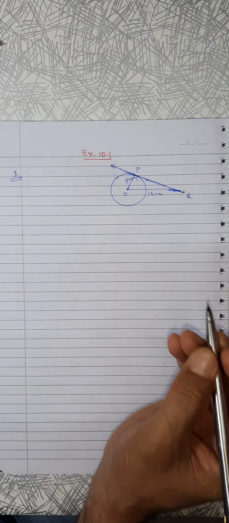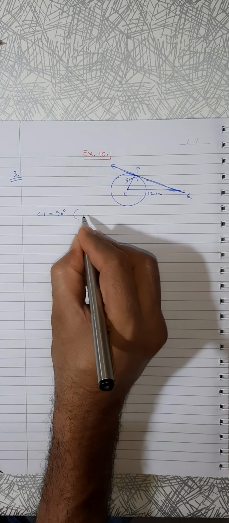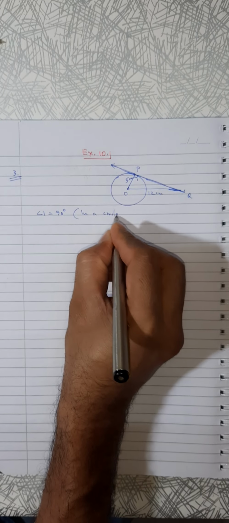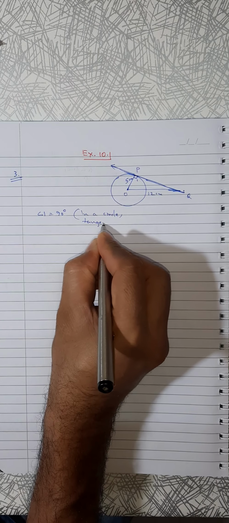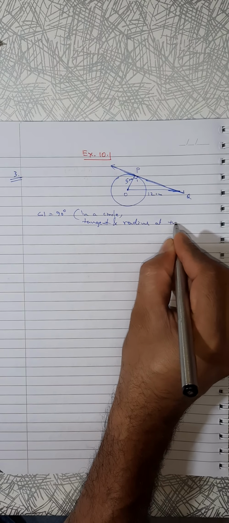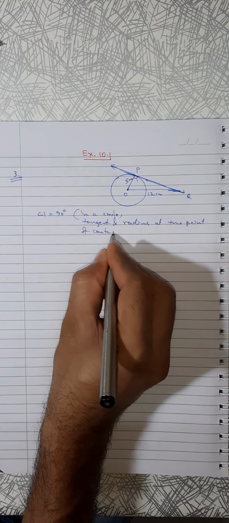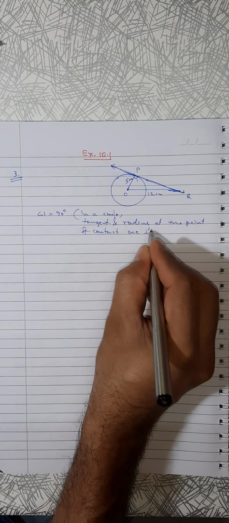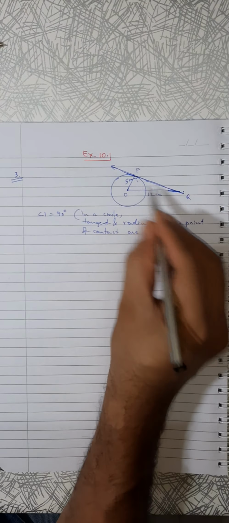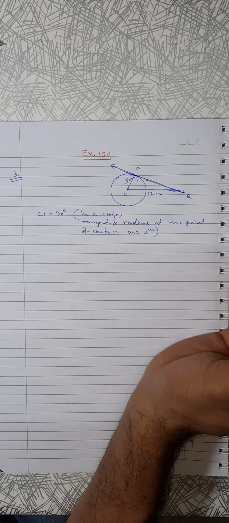Simply we can say Pythagoras theorem. First we will say angle 1 equal to 90 degree, why? Tangent and radius in a circle, tangent and radius at the point of contact are perpendicular. That means angle 1, angle OPQ, is 90.